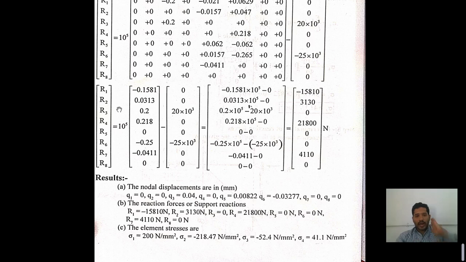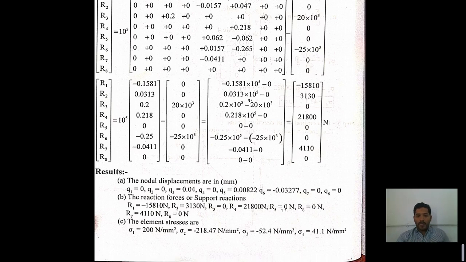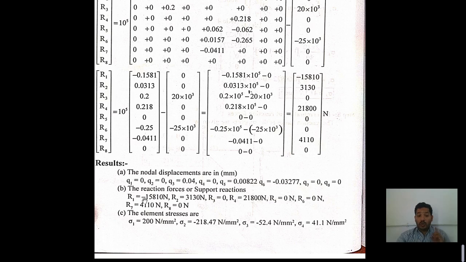So we understood that the R1 value is minus 15810, R2 value is 31330, R3 value is 0, R4 value is 21800, R5 value is 0, R6 value is 0, R7 value is 4110, and R8 value is 0. After that, we need to represent this result. The result is most important here. Based on the result only, you will get 100% marks.